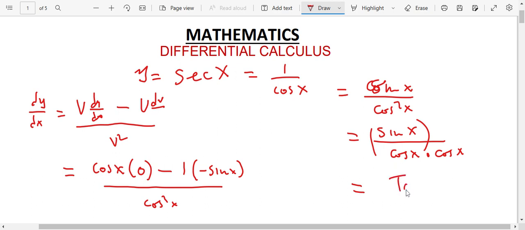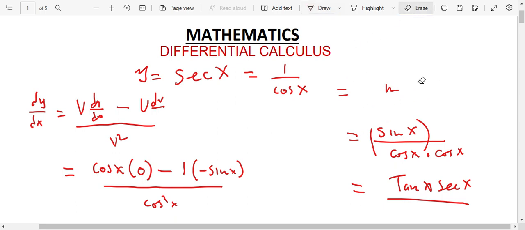Tan and then sec. Okay, so that will be tan x sec x. So every time you differentiate sec, you get tan x sec x. This one you also need to know.